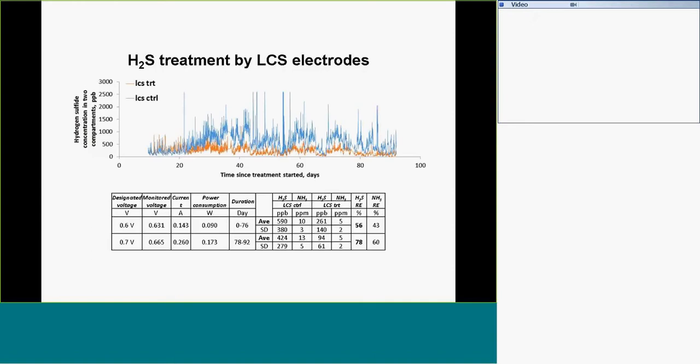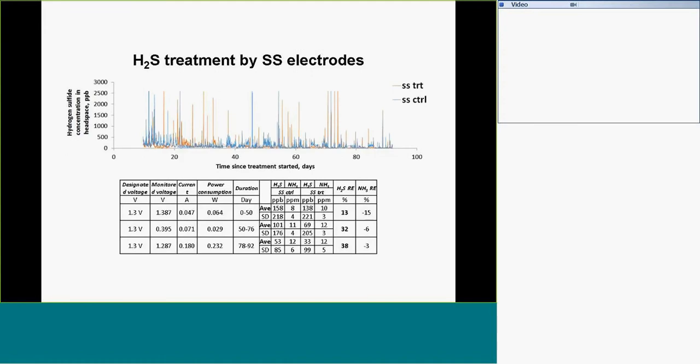Here it is. We used 2 different materials for the low carbon steel electrode. We applied 0.6 volt, 0.7 volt. We monitored the hydrogen sulfide removal efficiency. So we have a control pit and an experiment pit. We compare the concentrations to get the removal efficiency, 78% removal efficiency. When stainless steel material was used, the removal efficiency is between 13 and 38%. So low carbon steel is a better choice for the electrode material.